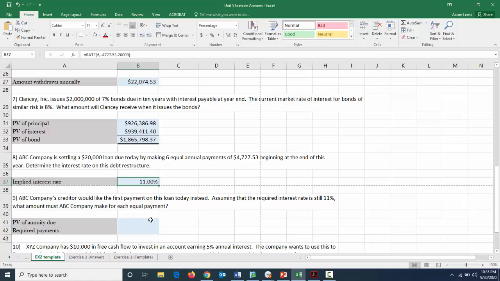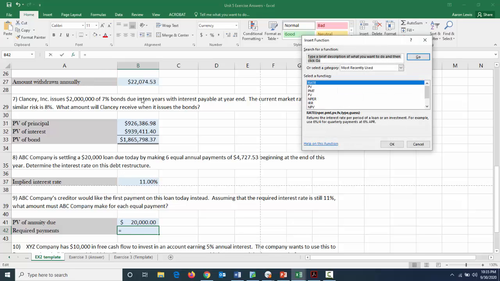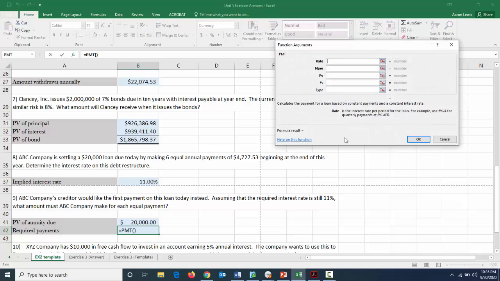Well, let's figure this out. What is the present value of the annuity due? It's still $20,000, right? Because that's what we owe today. So we can just type that in, as the present value is our current amount of debt. What amount of payments must we make here? Well, how are we going to solve that? What amount of payments? Sure sounds like the payment function. And we go to the payment function.